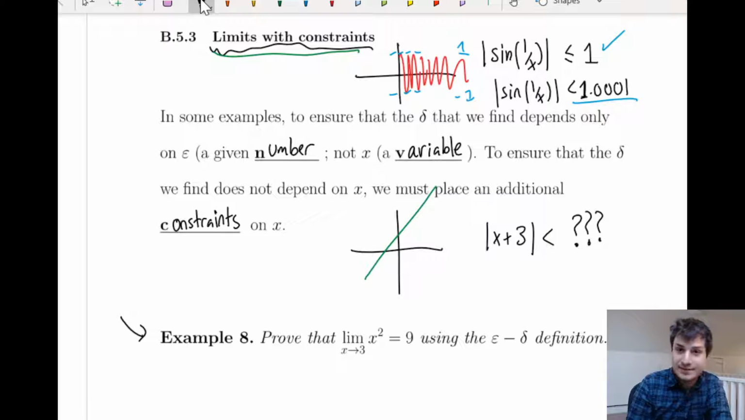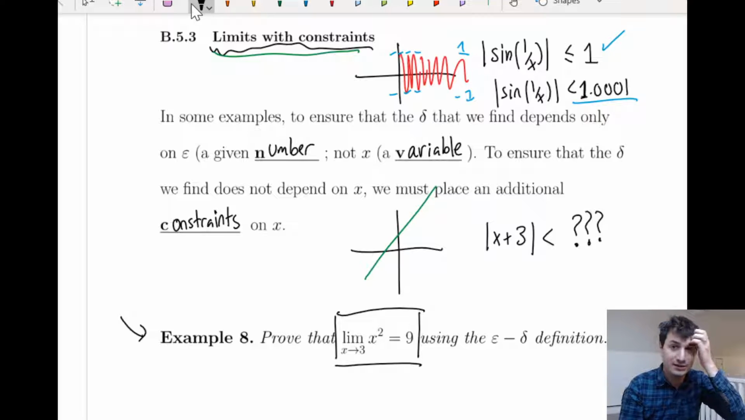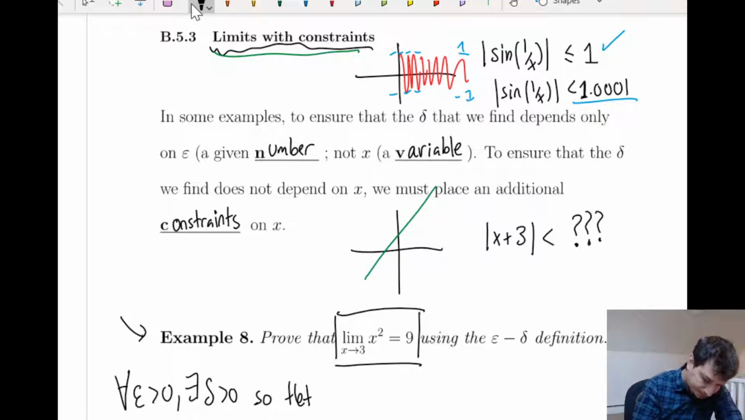Prove that the limit as x goes to 3 of x squared equals 9 using the epsilon delta definition. So the first thing I'm going to do is write down what this even means. What does it mean for the limit as x goes to 3 of x squared to equal 9? It means for all epsilon greater than 0, there exists delta greater than 0 so that what? I'm going to write it backwards. I'm going to write the conclusion first, because when I do the proof, I'm going to start with the conclusion.